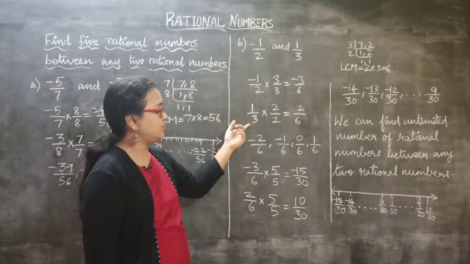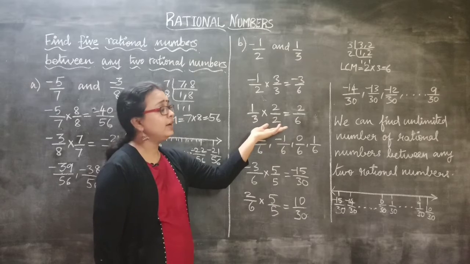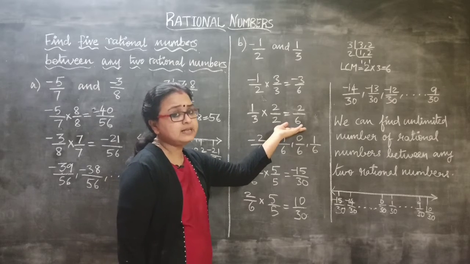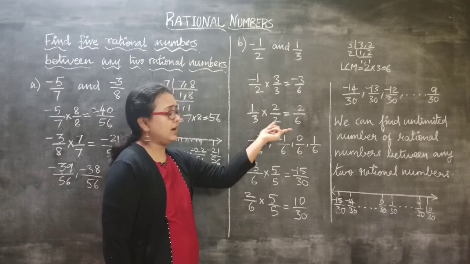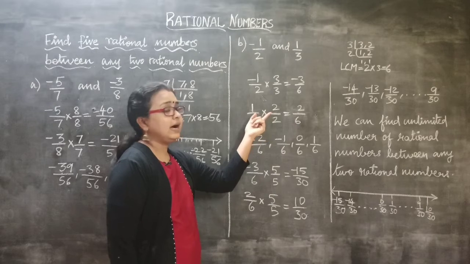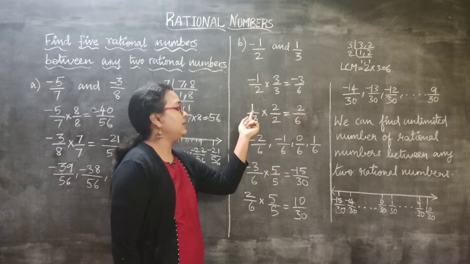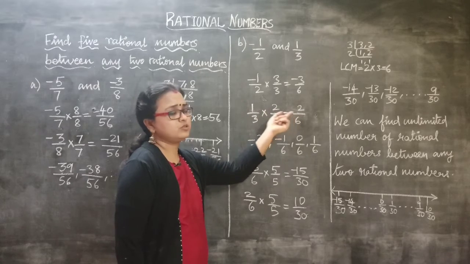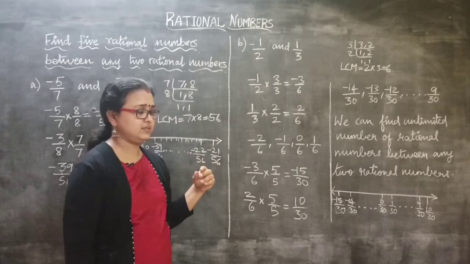Now 1 by 3. For that, I have to check which number I need to multiply to get the denominator as 6. When I multiply 3 into 2, I will get 6. So that is why in the numerator and the denominator, I multiply by 2 by 2. So 1 multiplied by 2 is 2 and 3 multiplied by 2 is 6. So I got the answer as 2 by 6.